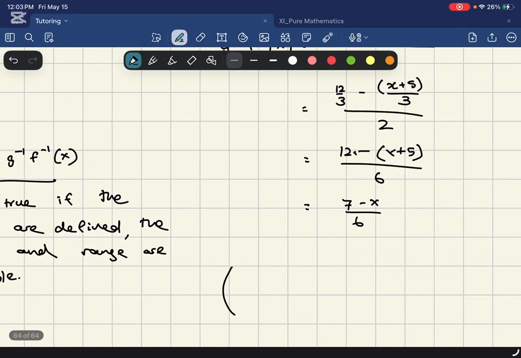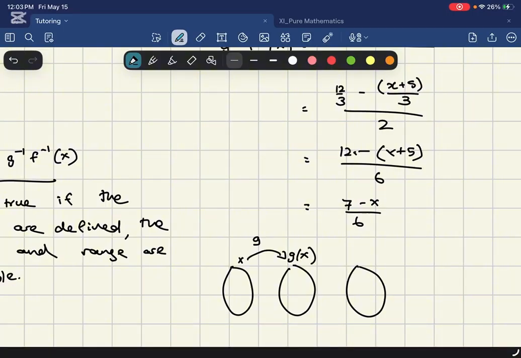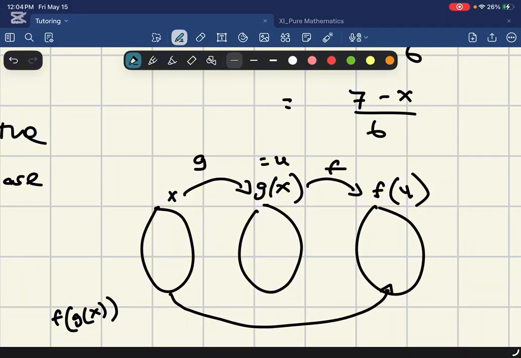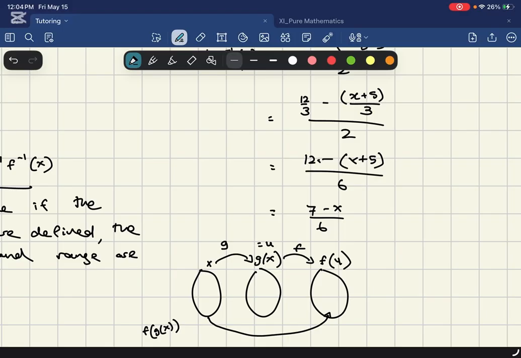And if you think about it, let's consider what this means. You have an input x, right? The function g maps it to g of x, and the function f maps it to something, right? So let's say g of x is equal to u, so the function f maps it to f of u, right? So the function fg of x maps from the first to the final set, right? Directly. It skips the mapping of g of x. That is something we have discussed.